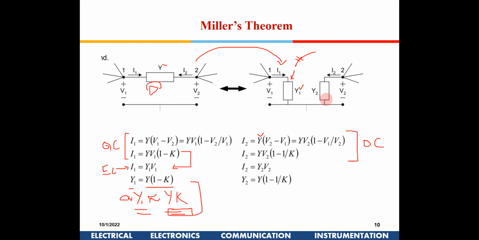Okay, now for this circuit, this is coming from the equivalent circuit, I2 is Y2. So if I equate these two equations, I get Y2 is equal to Y times (1 minus 1 by K). What happens if K is very large, if there is a large gain? Then this becomes negligible. So Y2 is approximately equal to Y.